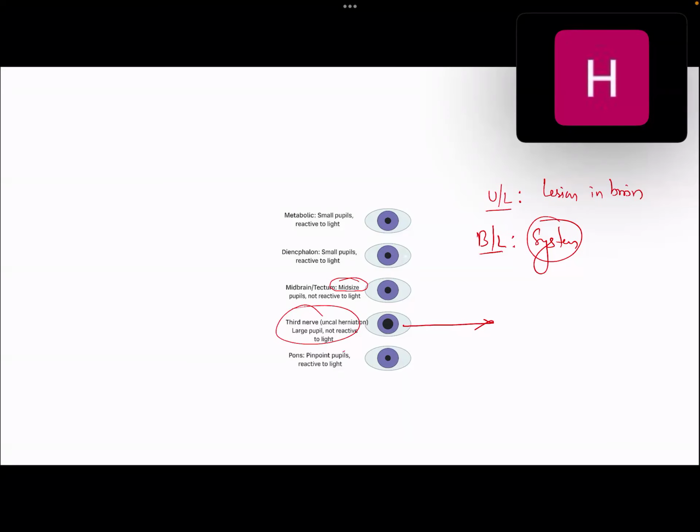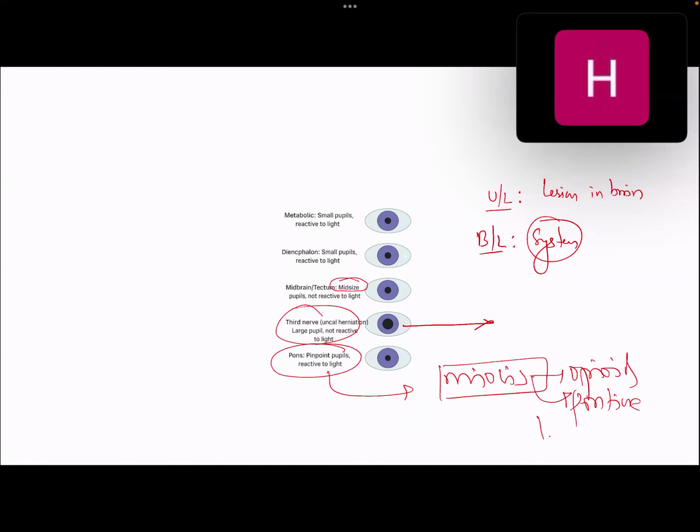Next, we talk about the pinpoint pupils. Two most important causes for PLAB. One is miosis: it is opioids, and pontine lesions. These are the two things. All right.